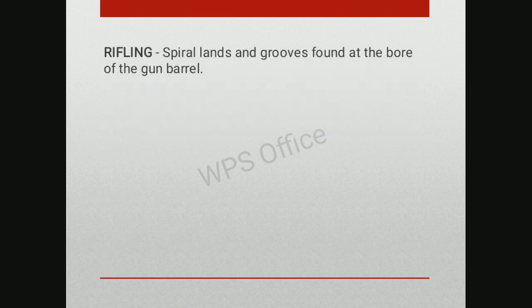We have the term rifling, the spiral lands and grooves found at the bore of the gun barrel. So the rifling causes the gyroscopic action of the bullet when it is in its travel, when it is in its motion. So what causes the rotating movement of the bullet while traveling from the firearm to the target is the rifling, no? And the rifling is composed of the spiral lands and grooves. This is very important because this causes the individual markings on the bullet itself.